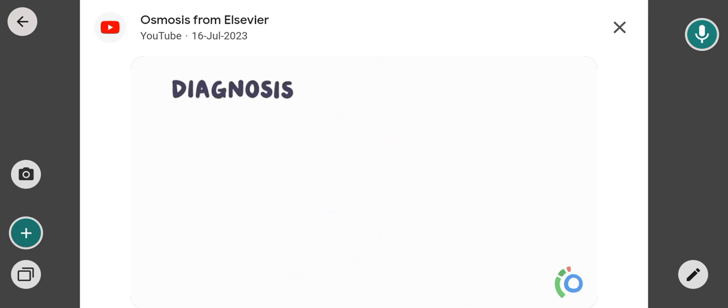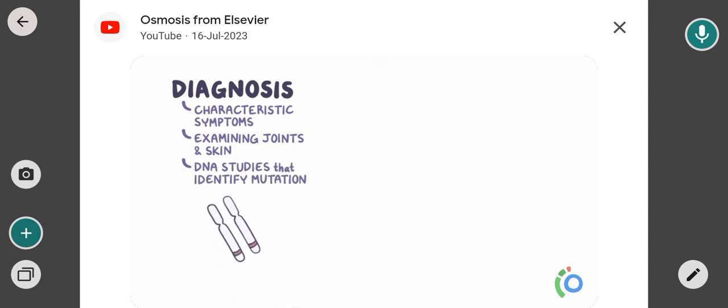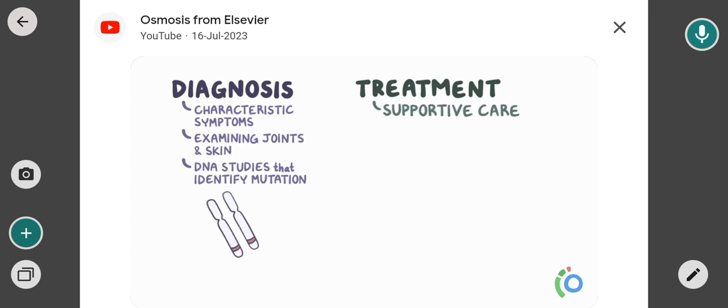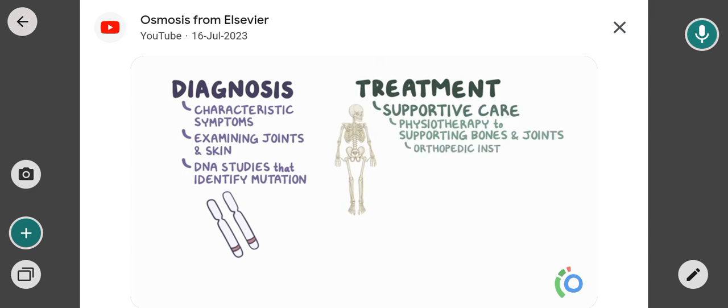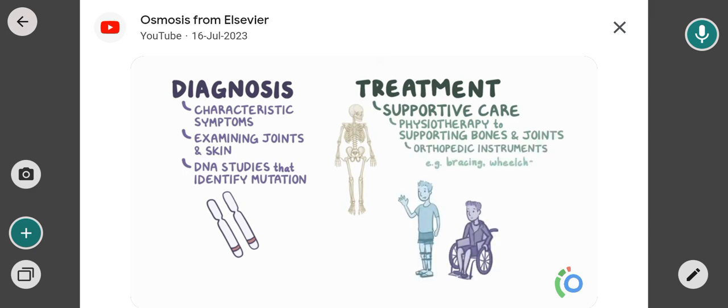The diagnosis is mainly based on spotting the characteristic symptoms and examining the joints and the skin. For the types associated with specific genetic mutations, diagnosis can be confirmed with DNA studies that can help identify the mutation. In terms of treatment, individuals with Ehlers-Danlos syndrome are given supportive care, like physiotherapy to support bones and joints, as well as orthopedic instruments like bracing, a wheelchair, and casting.